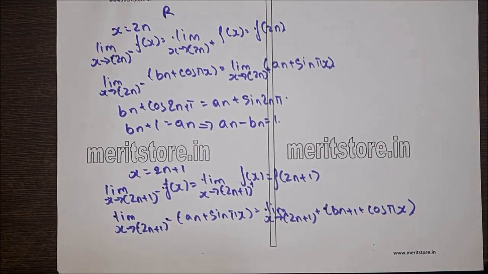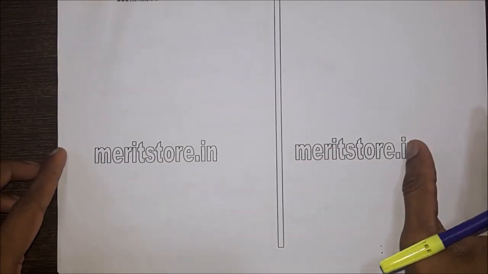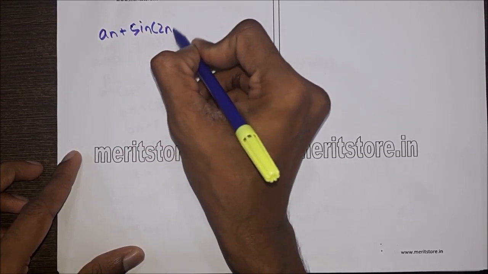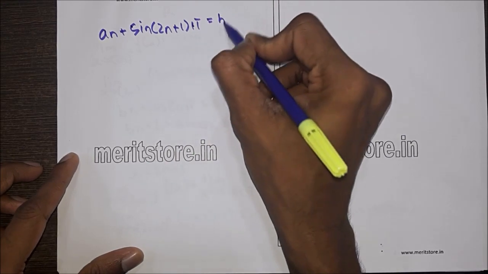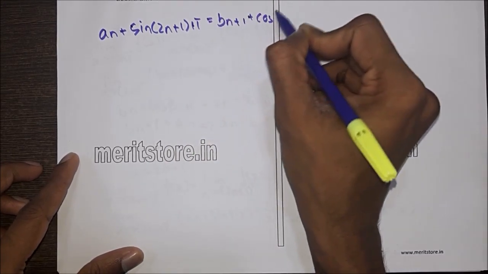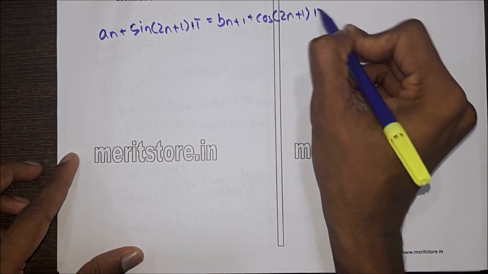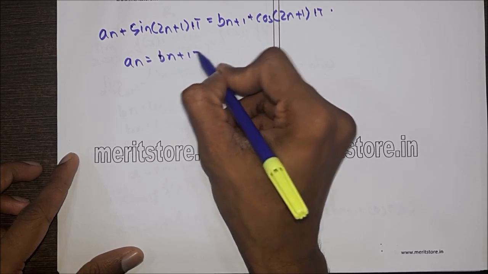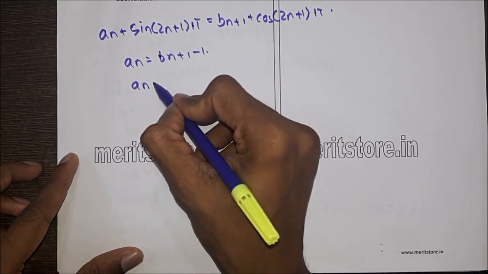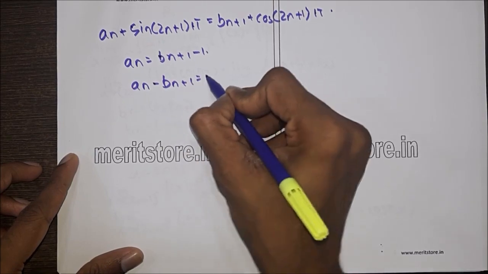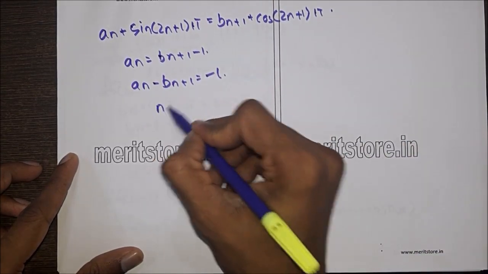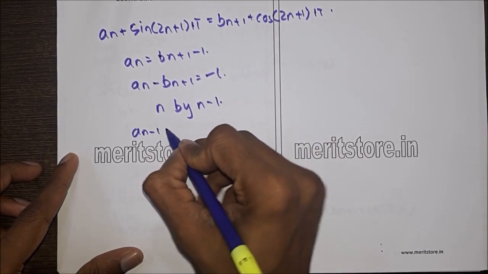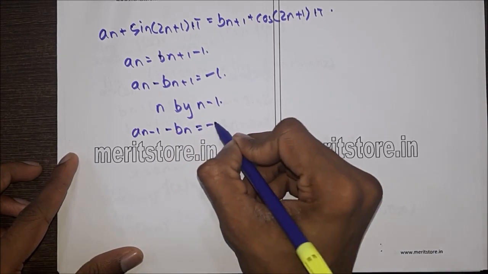Further solving this, we get a_n plus sine (2n plus 1) pi equal to b_(n+1) plus cos (2n plus 1) pi. Further solving, we get a_n is equal to b_(n+1) minus 1. Therefore, we get a_n minus b_(n+1) equal to minus 1. Replacing n by n minus 1, we get a_(n-1) minus b_n equal to minus 1.